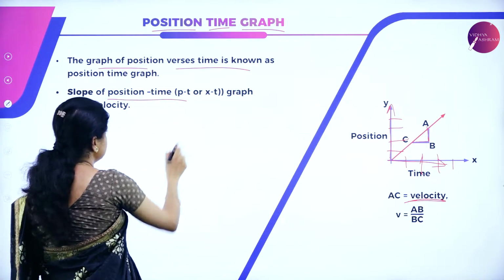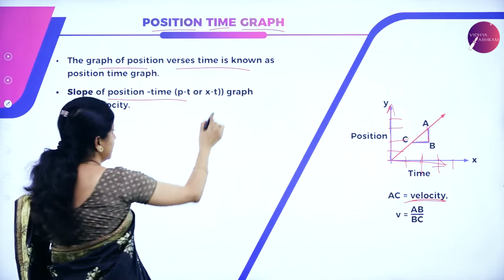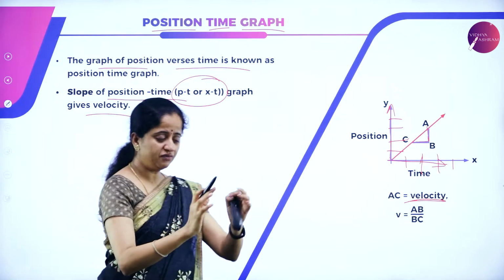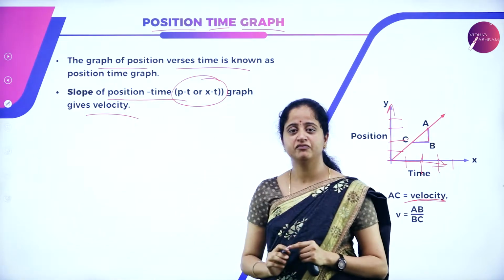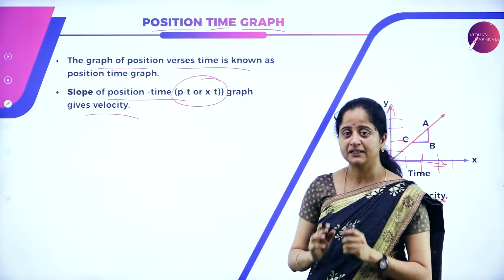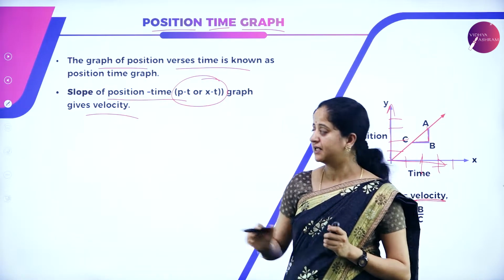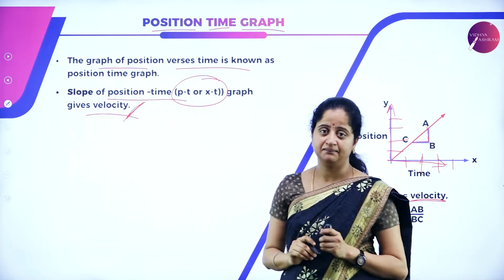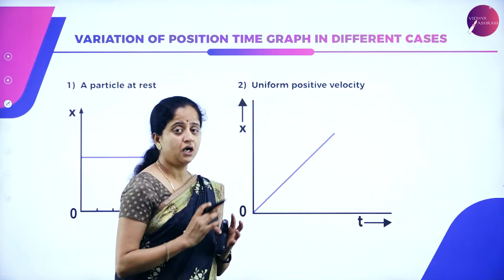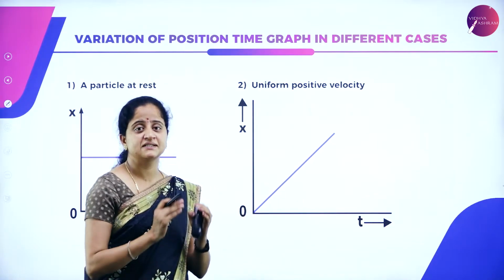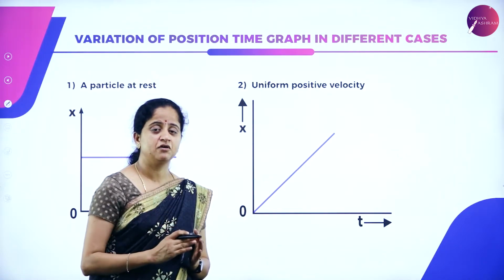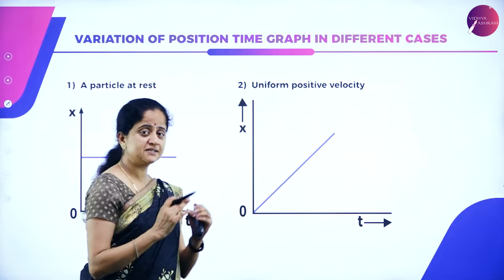So the slope of the position time graph, or generally called the xt graph or pt graph, gives us velocity. How can we find the velocity of a body with the help of its position and time? By plotting the pt graph and calculating the slope of the graph, we can get the value of velocity. Now let us see the various cases of position time graph. How it is plotted when the object is at rest. How the position time graph can be plotted when the object is in uniform motion. So let us see that now.